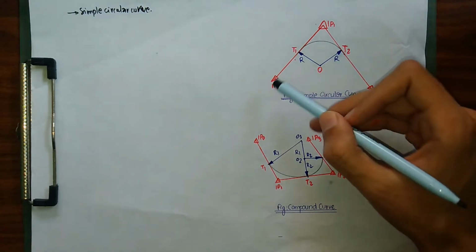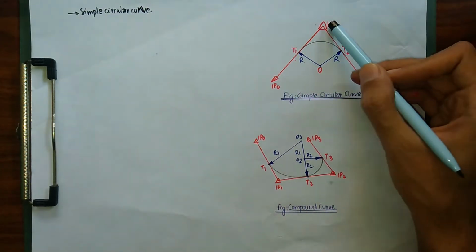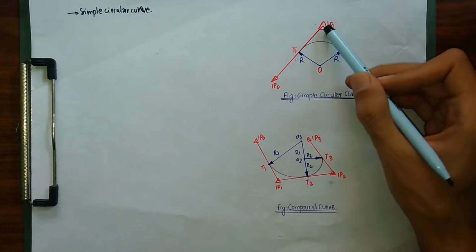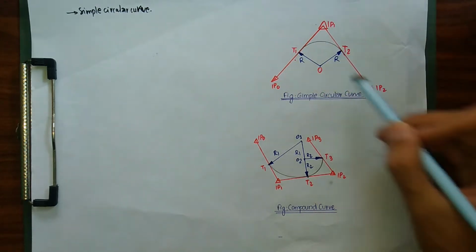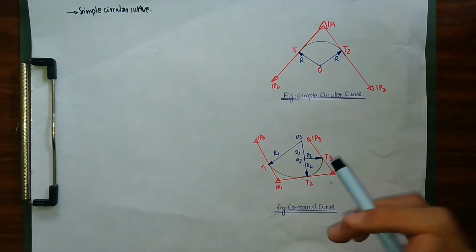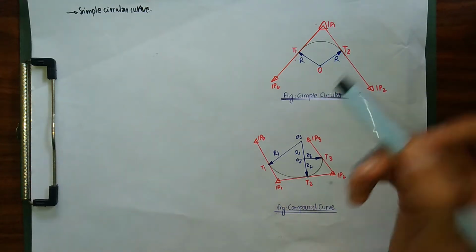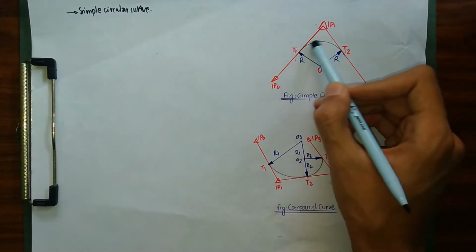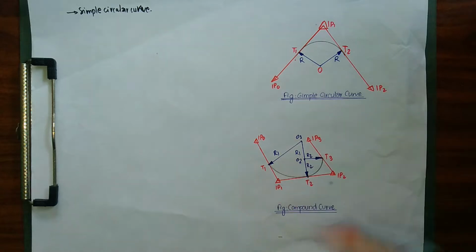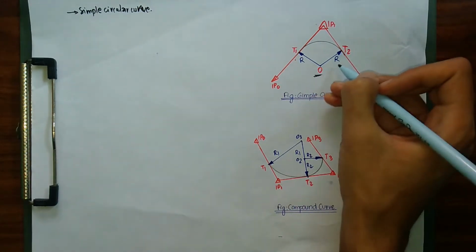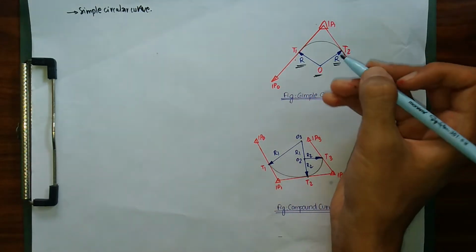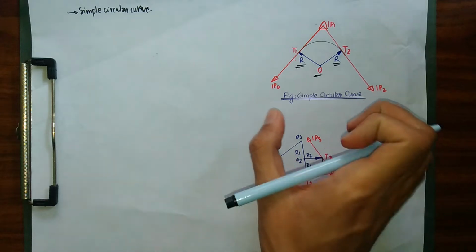So as you can see here in the figure, we have our points IP0, IP1 and IP2, and while moving from IP0 to IP1 to IP2 we have a sharp change in direction. In order to provide a smooth transition for our railway or highway, we have provided a curve, and as you can see here, this curve has a center O and a radius R. And this type of curve is called a simple circular curve.